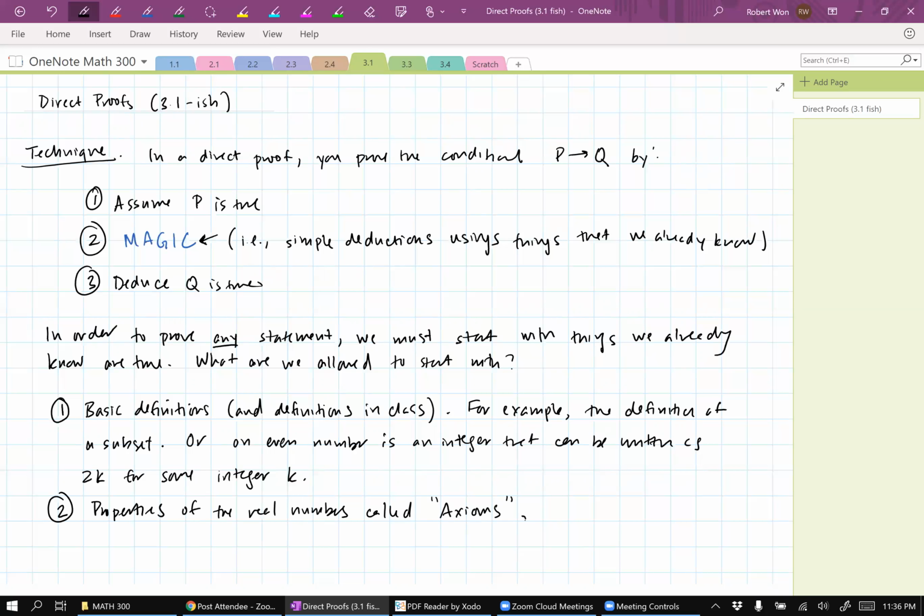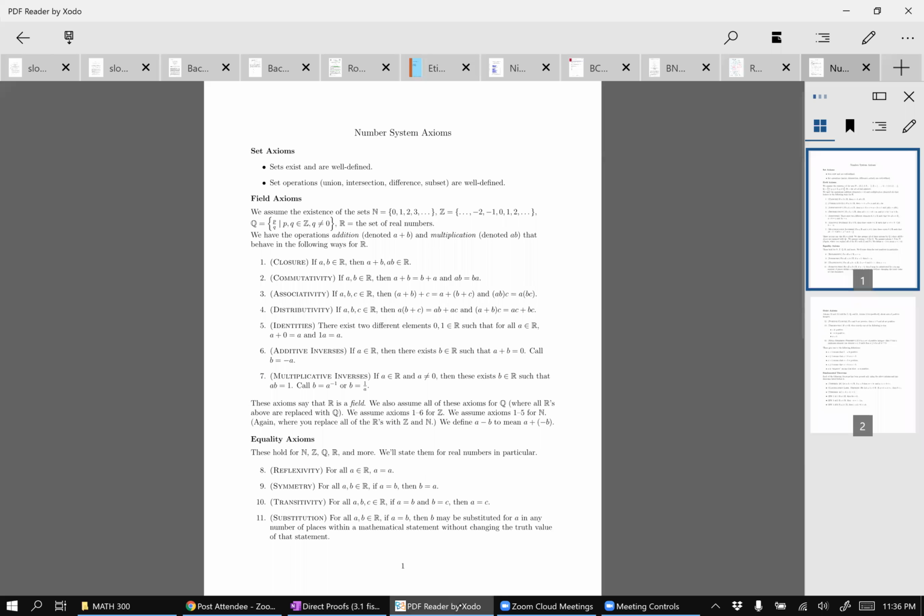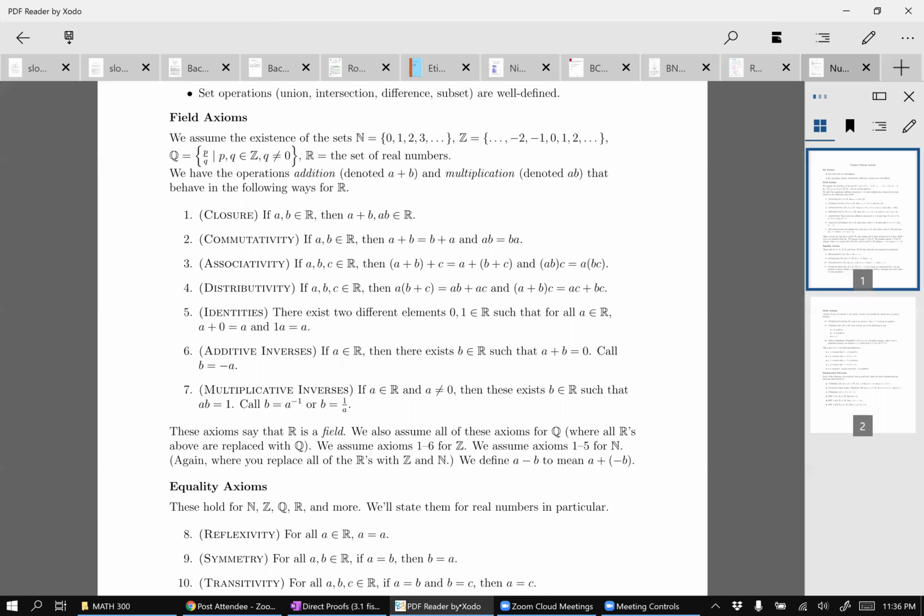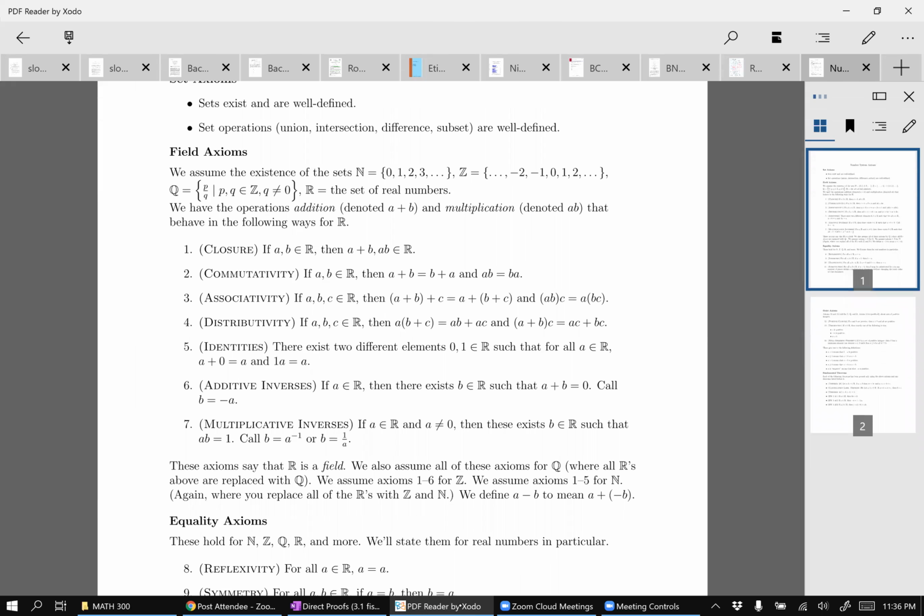Okay, so there is a whole sheet that I will give you here. Hopefully you can see this on screen right now. With a bunch of axioms. You will be able to always assume these axioms in any proof. Also, on your homework, you will sometimes be given problems where you can only assume these axioms.